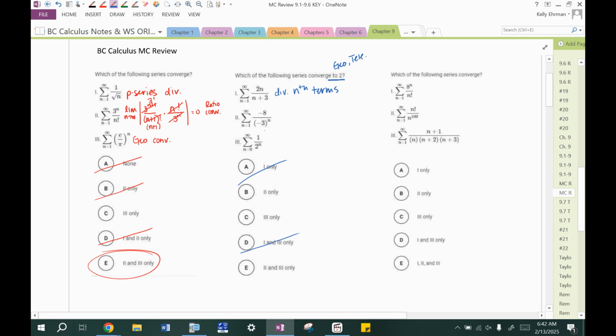Now, these next 2 are geometric. So remember, with a geometric series, you need to look at, and if it helps you to rewrite it, you can. You don't have to rewrite it, but the -8 is out here. The fact that this -3 is in the denominator means you could have a -1/3 to the n.